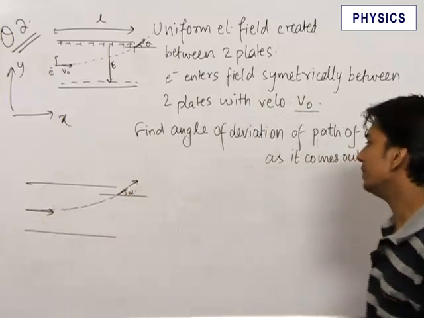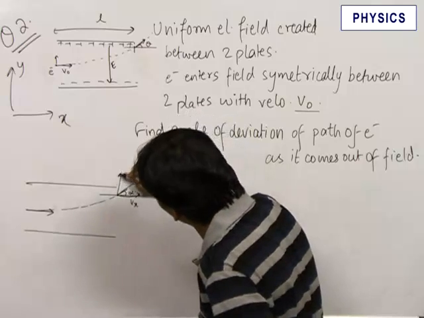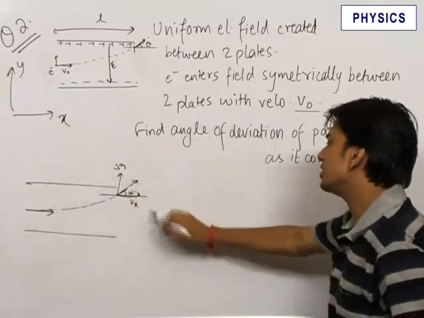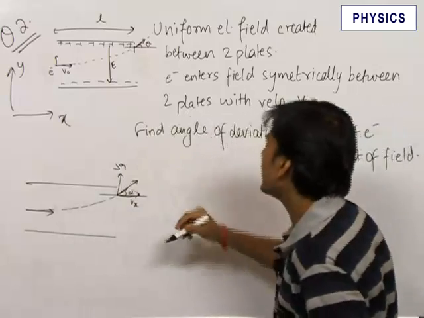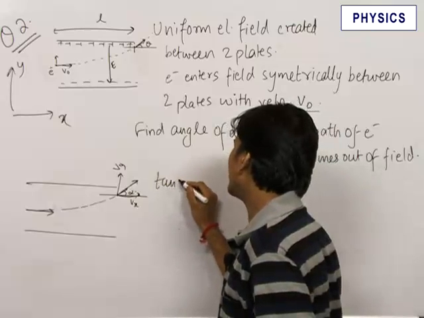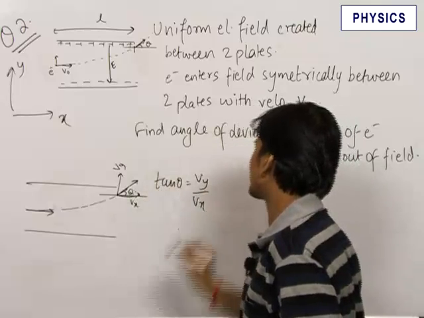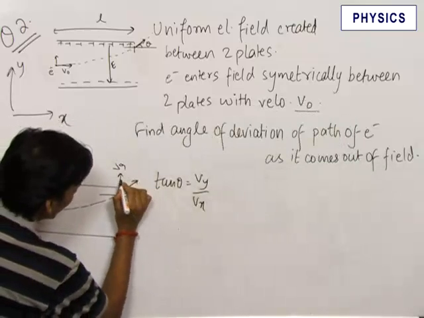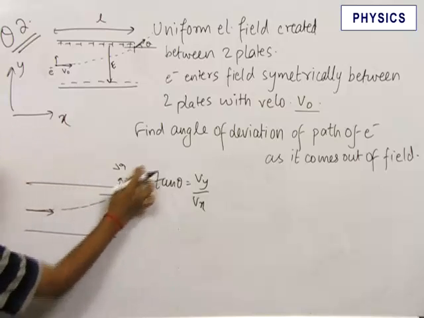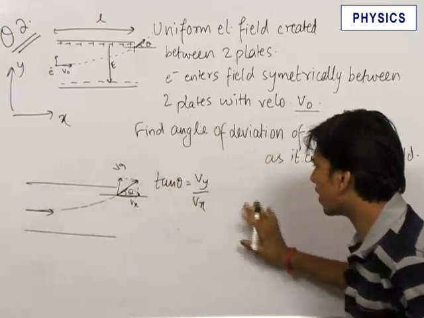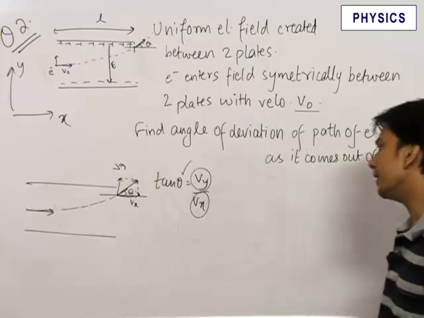To find out this theta, we can find out the final component of velocity in the x direction and the final component of velocity in the y direction. If we can find these two, we can directly write tan theta is equal to Vy upon Vx, because this resultant vector will be the resultant summation of Vx and Vy by parallelogram law. Now our task is to find out Vy and Vx so that we can find out theta.